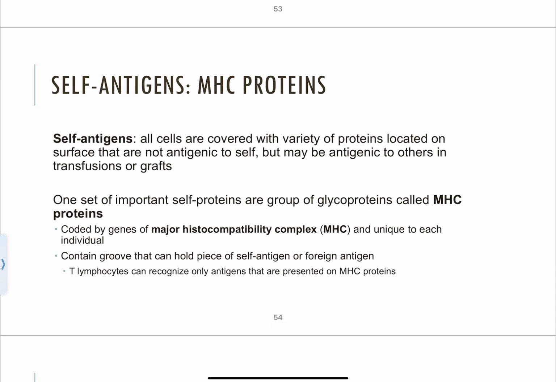On the cell surface, some of the cell surface proteins that identify a cell as self are a group of glycoproteins that we call MHC proteins, which I think I talked about earlier. MHC just stands for major histocompatibility complex. They are coded by genes of the MHC and unique to each individual. They contain a groove that can hold a piece of the self-antigen or a foreign antigen. If we're talking about T lymphocytes, they can recognize only antigens that are presented on MHC proteins themselves.